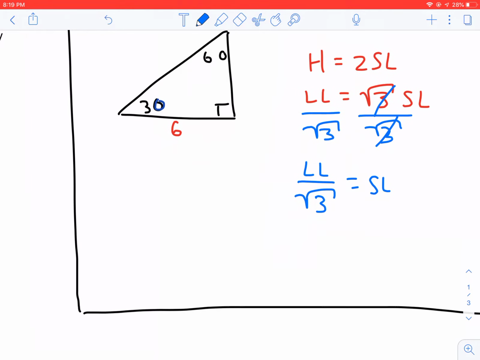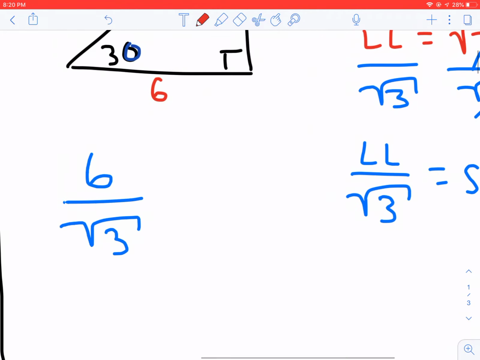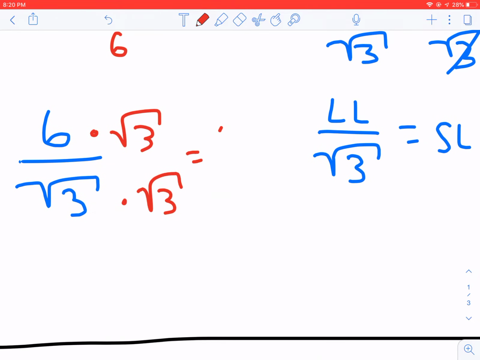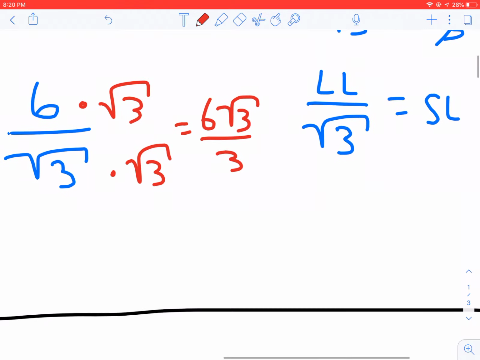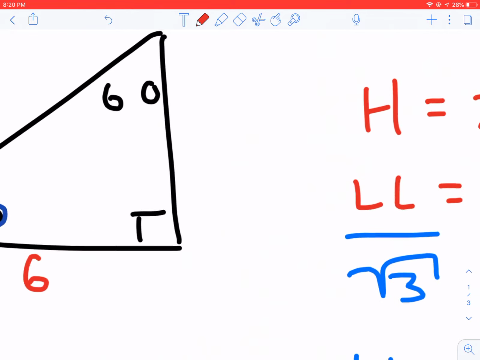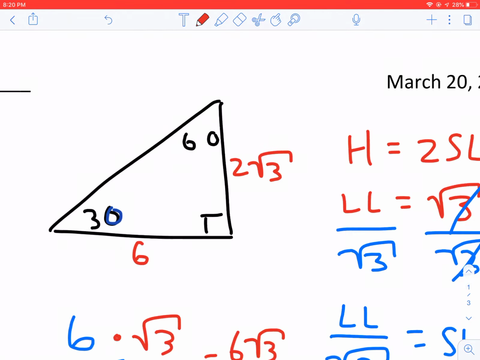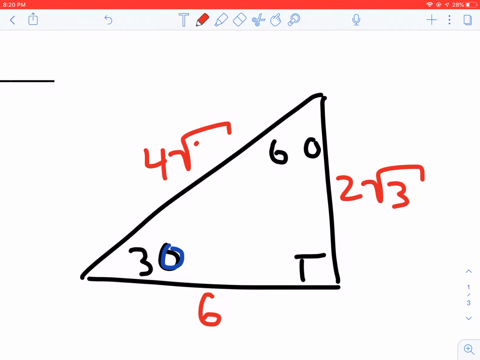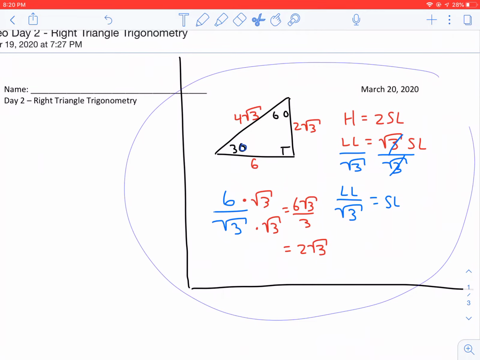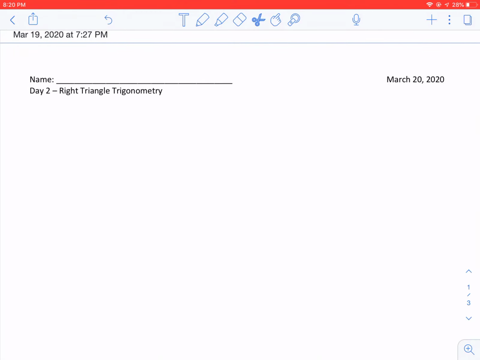So in this example, the length of the shorter leg is going to be 6, the longer leg, divided by the square root of 3. If we rationalize that, multiply by radical 3 over radical 3, we're going to get 6 radical 3 divided by 3, which is equal to 2 radical 3. So that's the length of the shorter leg, and our hypotenuse would just be twice that, which is 4 radical 3. That was just something I noticed. But moving along with today's lesson on trigonometry.